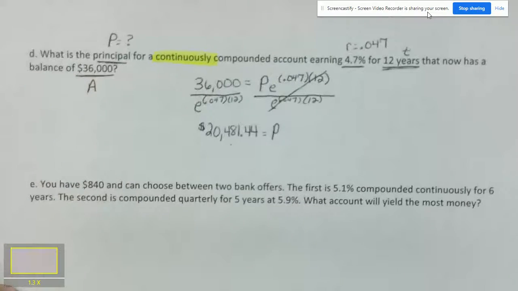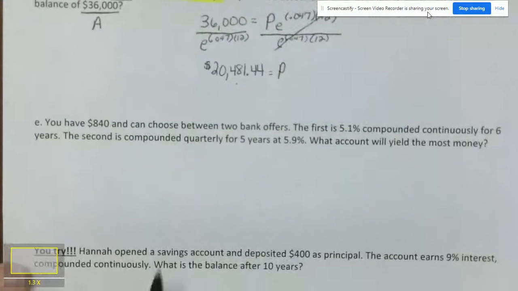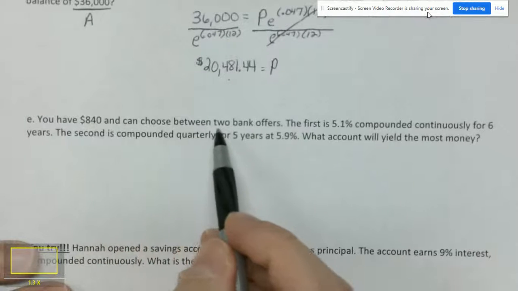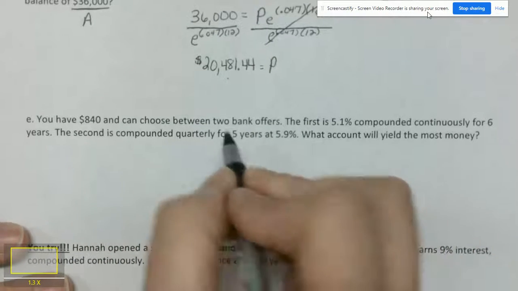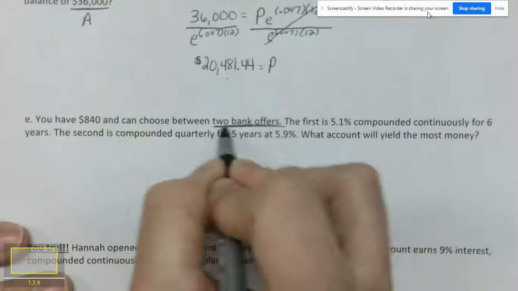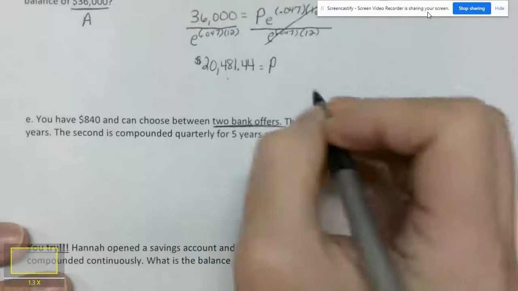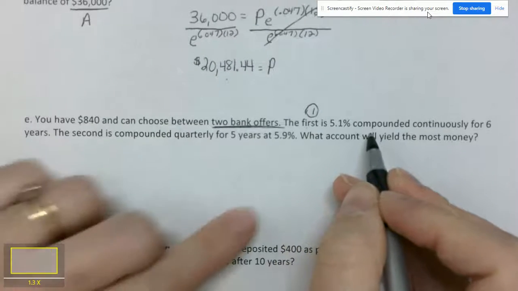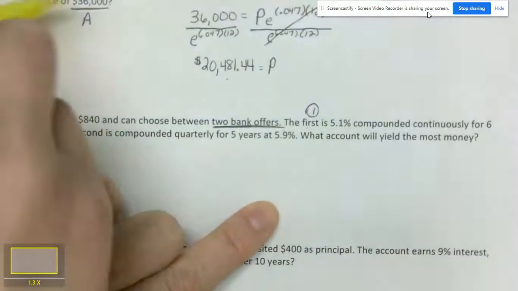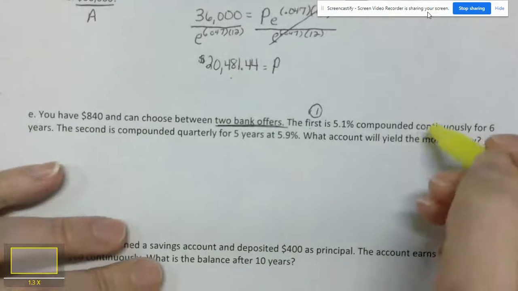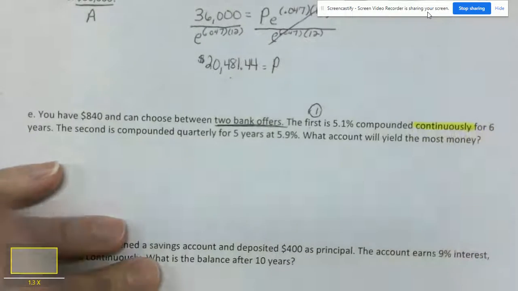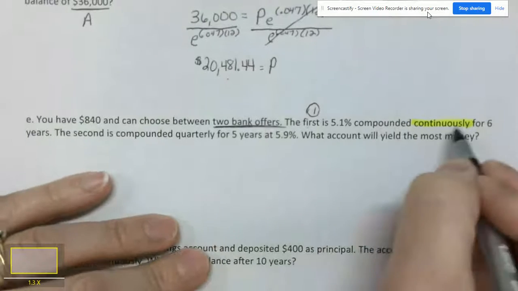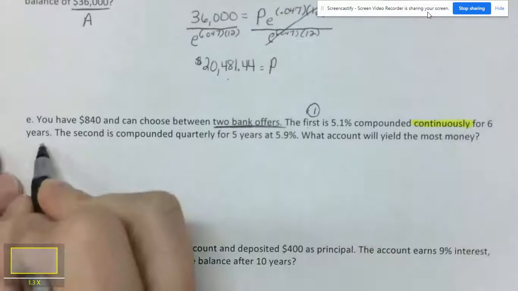Okay? All right, let's do another one before I let you try one. You have $840 and can choose between 2 bank offers. The first, let's label this number 1, is 5% compounded continuously. Okay, there's that word continuously, which means I'm going to use the formula with Euler's number in it. Compounded continuously for 6 years.